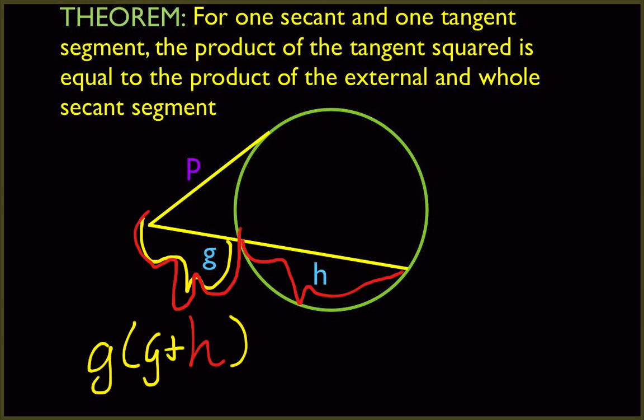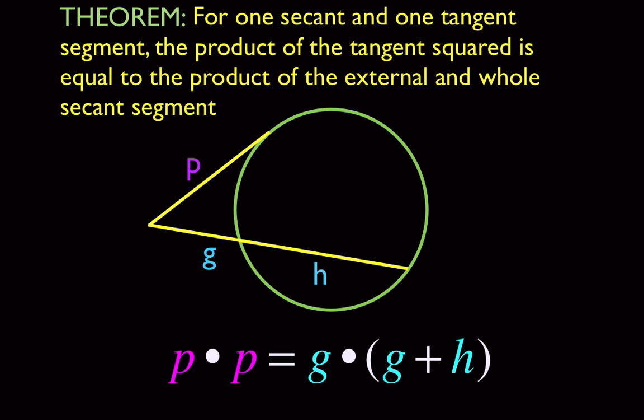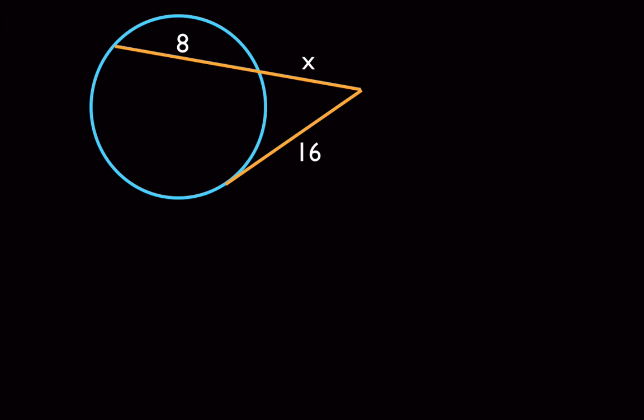Okay, and what we end up with on the other one is, if we look at it, the outside is P, but the outside is also P, and the inside is P. So when we think about it, there is no inside, but when we think about the whole thing, it's just what's outside. So that's why it ends up being P times P, because it's the outside times the whole thing, and they just happen to be the same. And that's equal to G times G plus H. Alright, so let's look at an example.